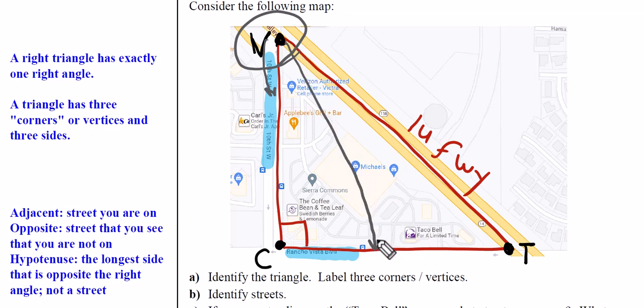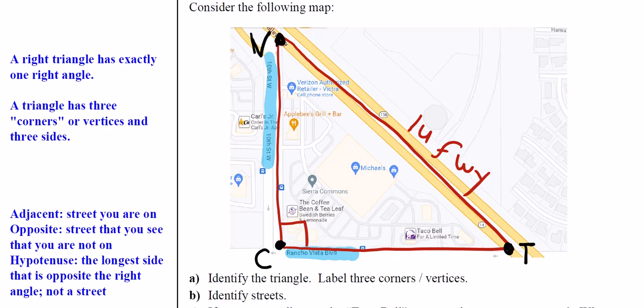And if I'm standing on this Verizon corner, what street do I see opposite? I'm not asking what corner. I'm not asking what buildings. I'm not asking about the freeway. I'm asking what street. So when I stand on a corner, I'm talking about streets. If I stand on the Verizon corner, I am on 10th Street West, that adjacent street. And I can see an opposite street of Rancho Vista Boulevard. I'm not on Rancho Vista Boulevard, but I can see it. It's the opposite street.